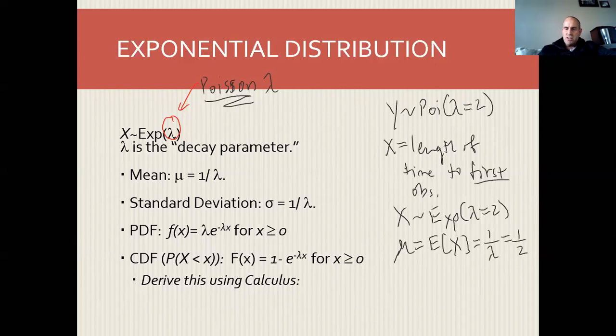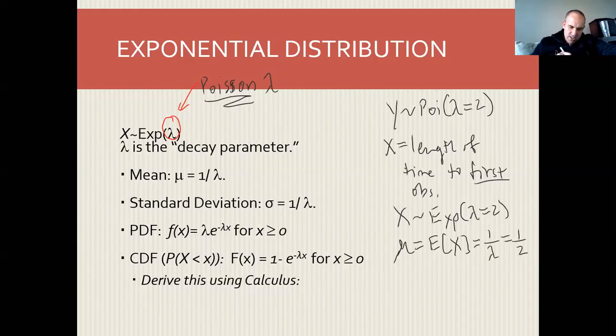If our time interval unit was an hour, this would mean a half hour. That makes perfect sense, right? Because we expected to see 2 over the course of an hour, so every half hour we expect to see an observation. The PDF is given by this thing here.